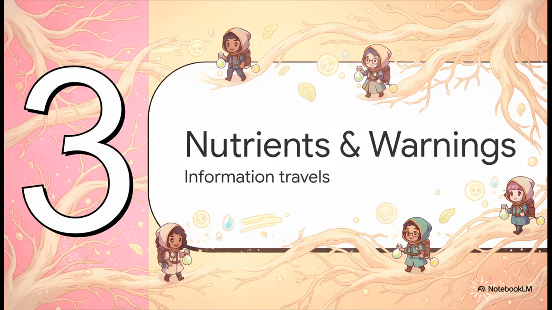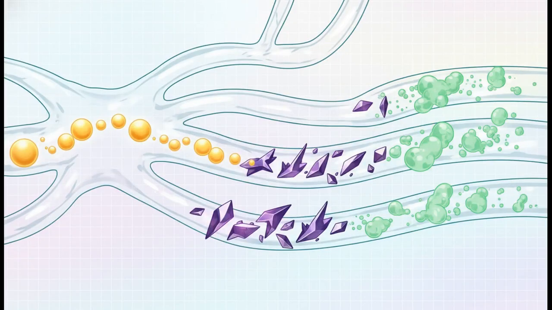Section 3. Trading nutrients and warnings, and how information travels underground. So, what kind of biological cargo is actually traveling through these fungal pipelines? Obviously, you've got your vital nutrients, carbon, nitrogen, phosphorus, all the good stuff, but amazingly, it's also acting as a subterranean black market for allelochemicals.